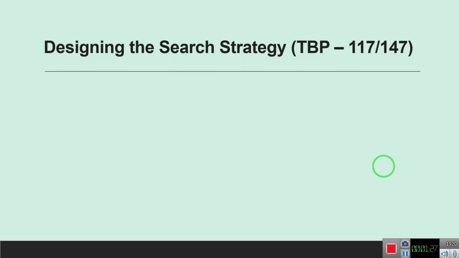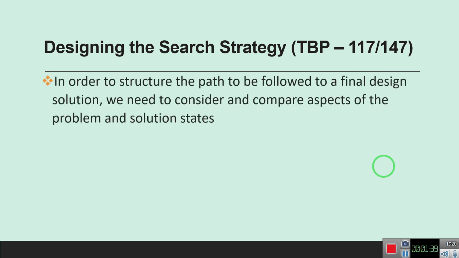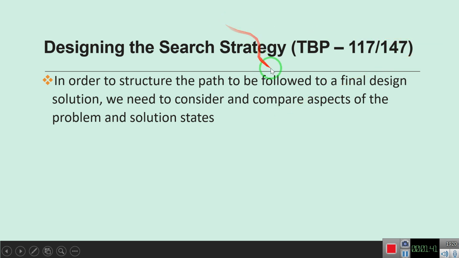Now, before going to that, first we have to understand the strategy. Design search strategy means how to put a step-by-step method or path to create that solution. In order to structure the path to be followed to a final design solution, we need to consider and compare aspects of the problem and solution state.